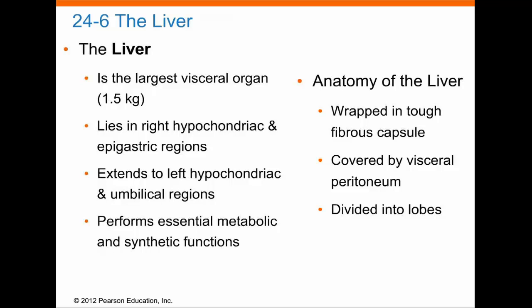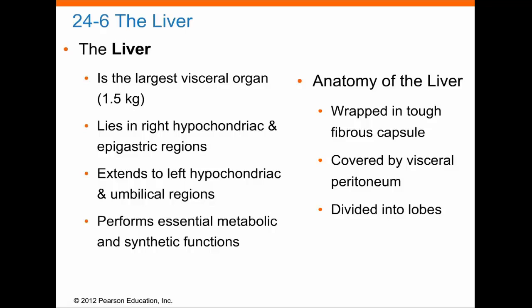Next, we're going to look at the liver. So it's the largest visceral organ in the body. Weighs about 1.5 kilos in a man, and it lies in the right hypochondriac and epigastric regions. It also extends to the left hypochondriac and umbilical region, and it performs very essential metabolic and synthetic functions.